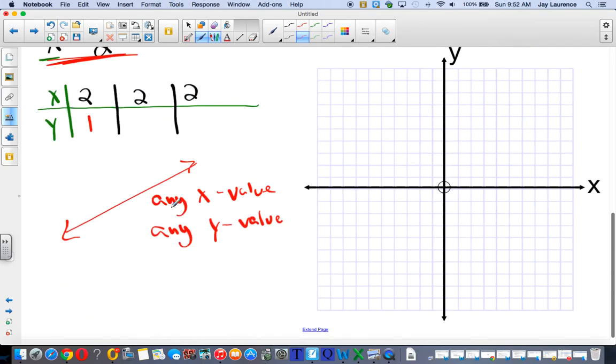Now, since lines go forever and can have any x coordinate or any y coordinate in the table, the x coordinate's ruled out. It must be 2 according to the equation, but the y coordinate can still be any value. So I'm going to put like -3 on. And then maybe for this one, I'll put 0. I'll plot these 3 points. I'll get the point (2, 1). I'll get the point (2, -3). And I'll get the point (2, 0). What kind of line am I getting? I'm getting a vertical line.